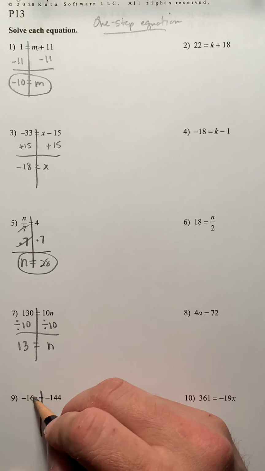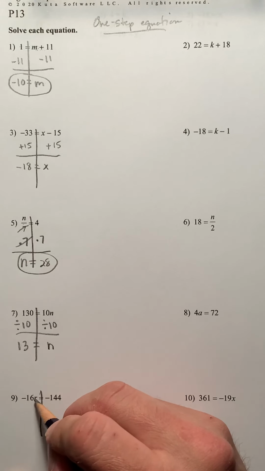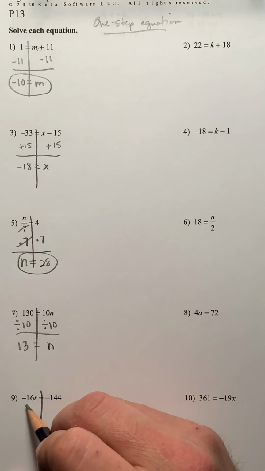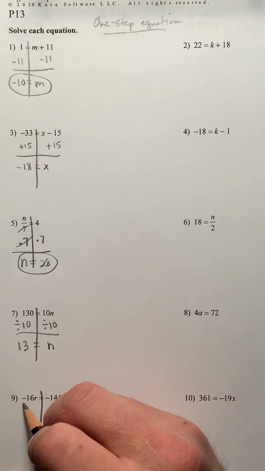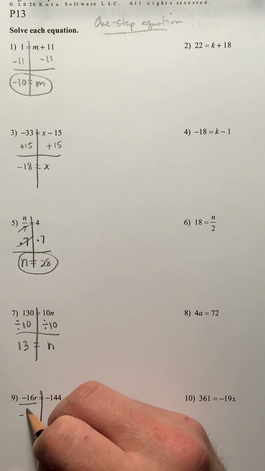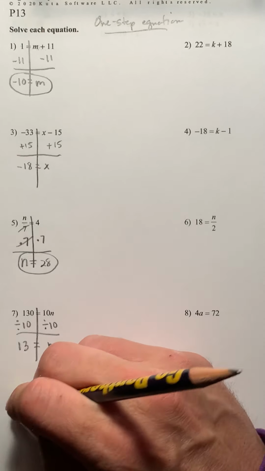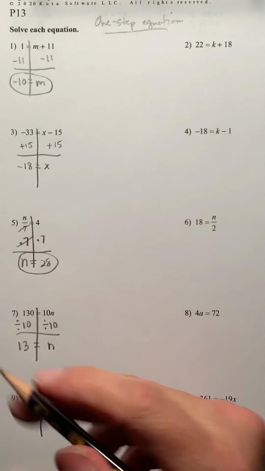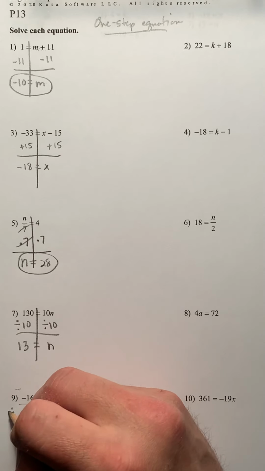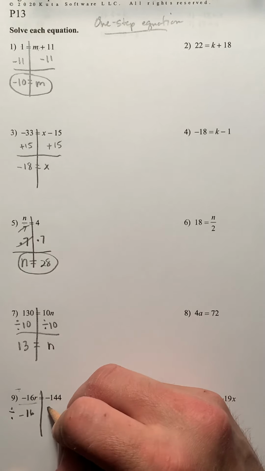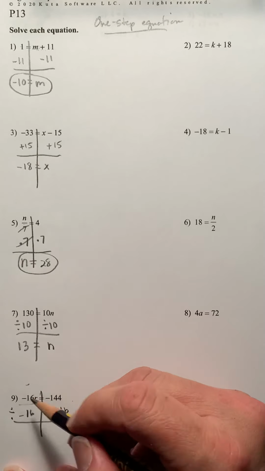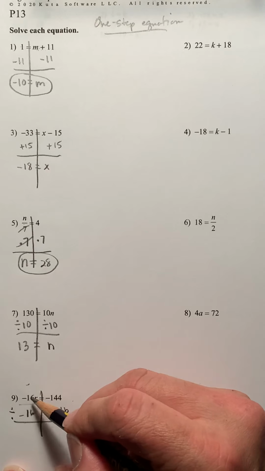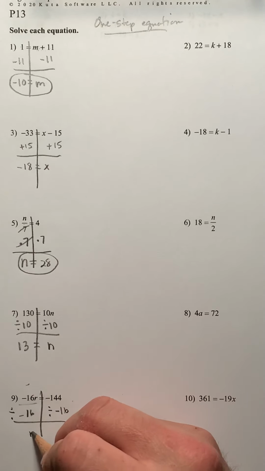And last but not least, this is negative 16 times r. We have to recognize this as multiplication. I do not add to get rid of the 16 here. This is not a subtraction problem. It's multiplication. So I have to divide to get rid of it. I can either do my division like a fraction line, or I can do my division like a division sign. I don't care which way you do it, but I have to make sure I divide to make this multiplication go away. So I end up with r.